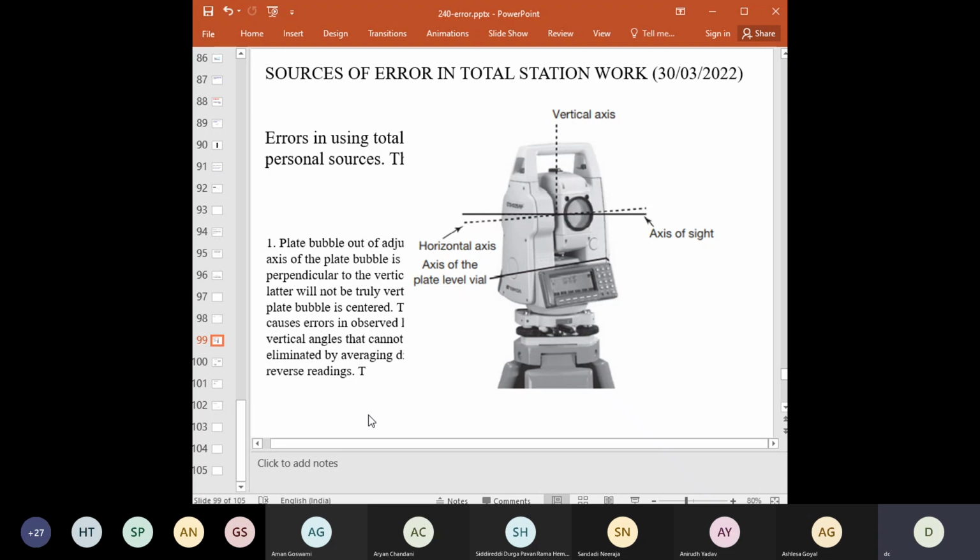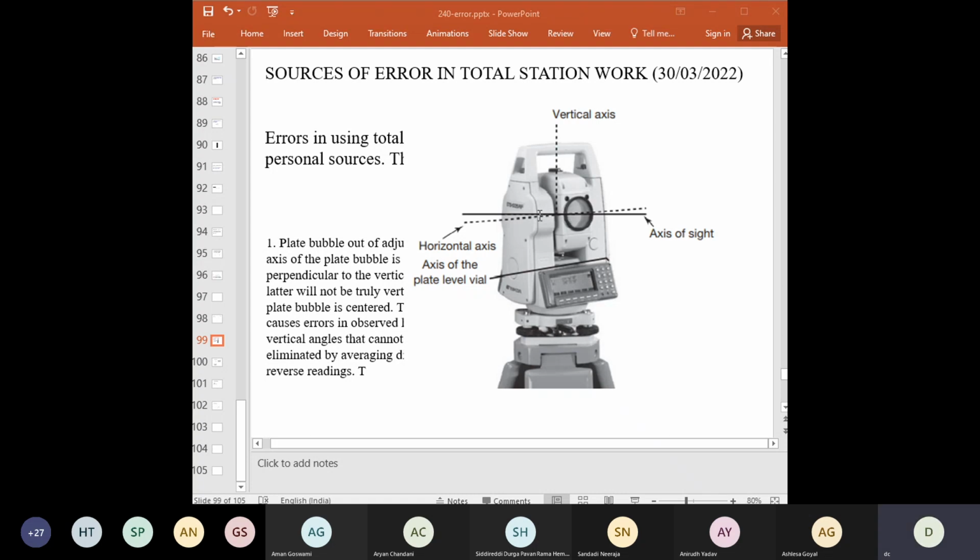observables. So the horizontal axis is the line along the telescope, which is the axis of sight, along which the telescope is focused. Then the axis of the plate level vial, and the vertical axis. We need to be bothered about all these three components very carefully so as to minimize the errors. So this figure shows the fundamental reference axes of the total station.